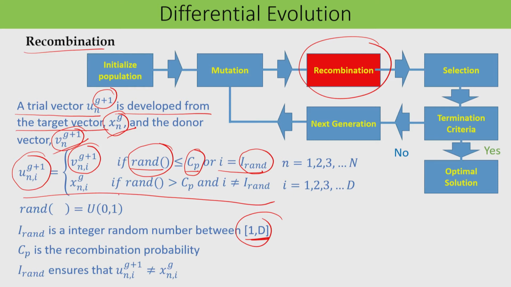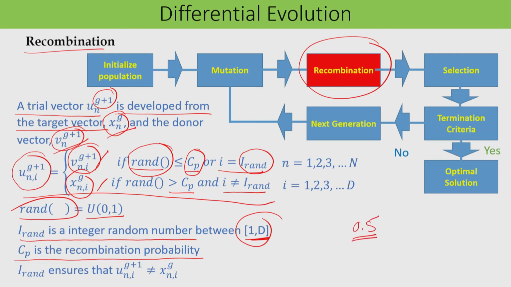Otherwise, if the rand is greater than Cp and i is not equal to i_rand, in that case we are taking from the target vector. So, this is a combination of the donor vector and target vector. As I said, the rand function will give you a random number between 0 and 1, and i_rand is an integer random number between 1 and d, and Cp is the recombination probability. Suppose I take Cp equal to 0.5, that means 50% we are getting from the donor vector and 50% from the target vector.